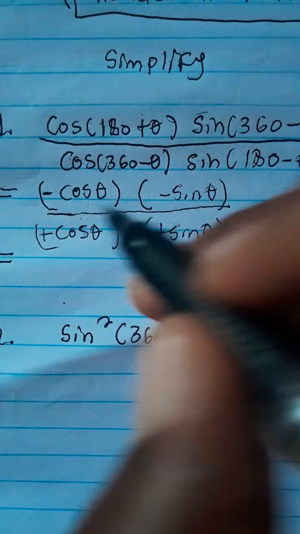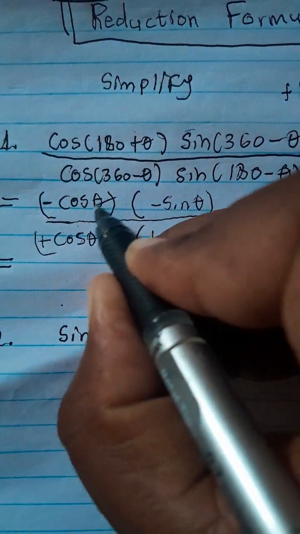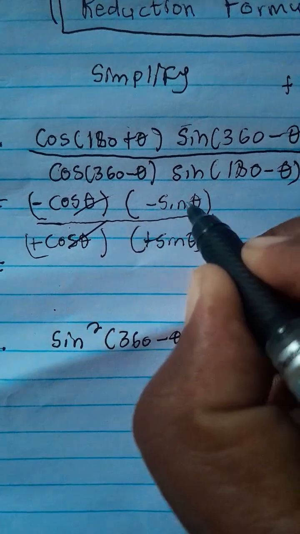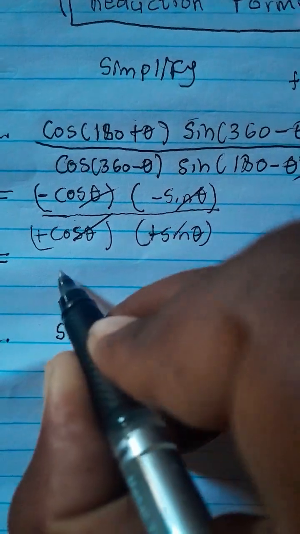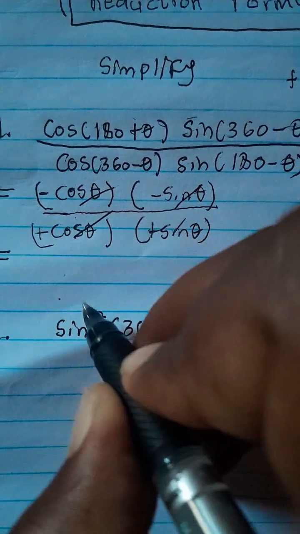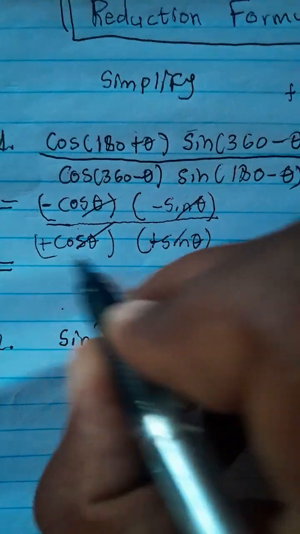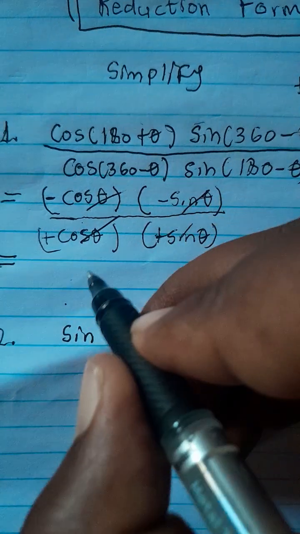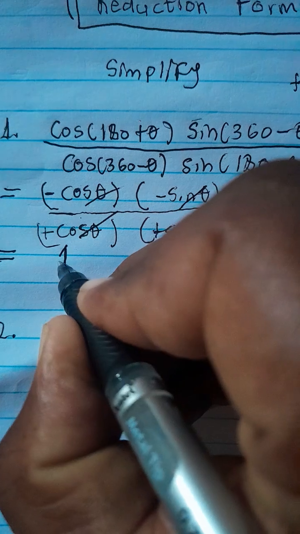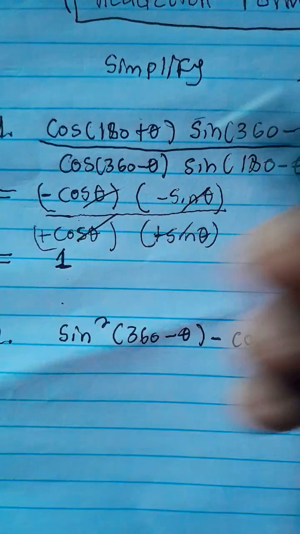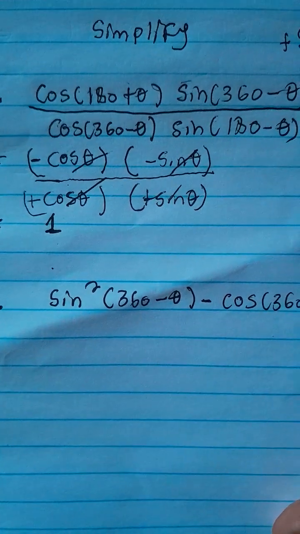We can see that cos and cos go, sine and sine go. Then negative and negative, that's positive. Positive and positive, that's positive. So 1 divided by 1 will be 1. So the solution here will be 1. That's the solution for question number 2.